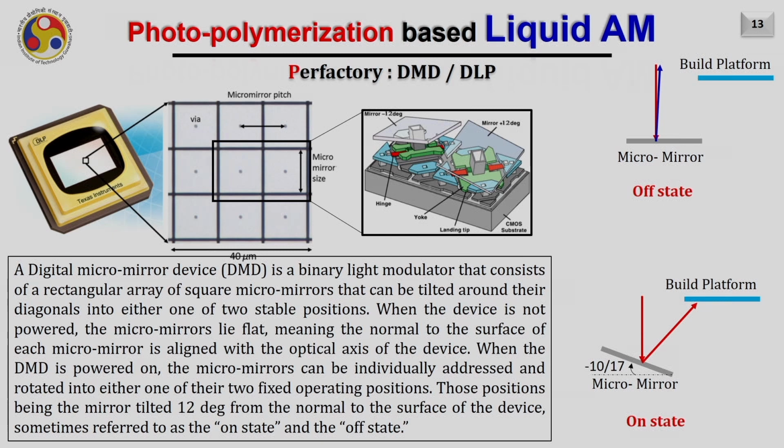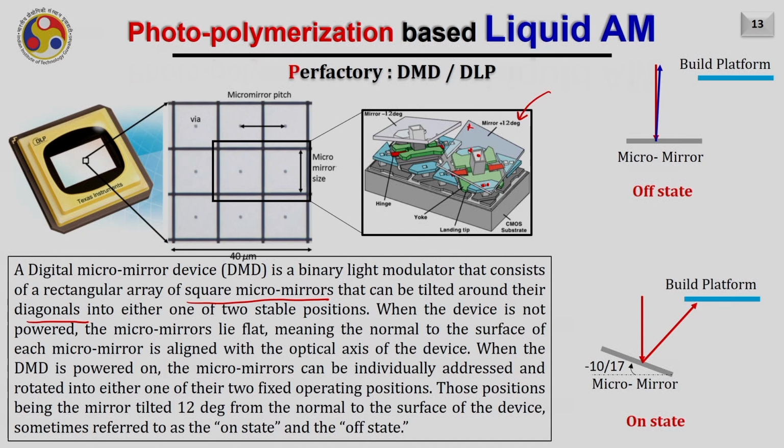So basically a digital micromirror device (DMD) is a binary light modulator that consists of a rectangular array of square mirrors that can be tilted around their diagonals into one of two stable positions. Like you are seeing here, this is a tiny mirror which is mounted at the center, and it can be at two stable positions. For example, this is the landing tip, and one corner of the mirror is stuck to this. This is one position, and if that side is activated, this particular edge will get stuck to this.